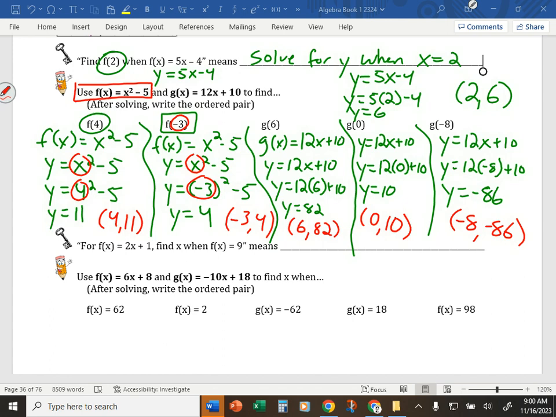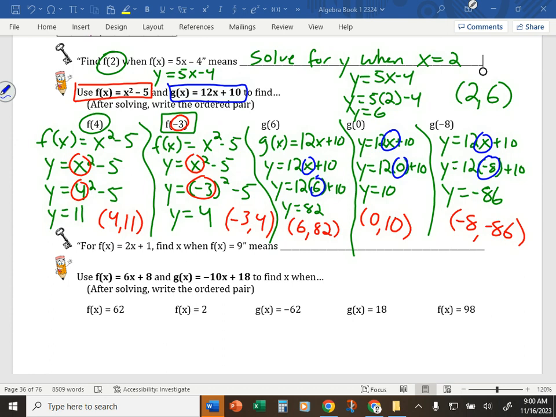When we got to the g of 6, now we're switching to the g equation, because that's what the g means there, right? G of 6 means in that g equation, we replace x with 6. And we solve it. 12 times 6 plus 10. G of 0 means in the g equation, we replace x with 0. G of negative 8 means we replace x with negative 8. Whatever that number in parentheses is, we're plugging that in for the x variable to solve for y.